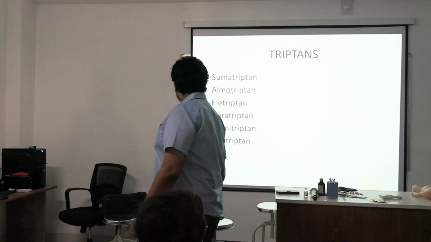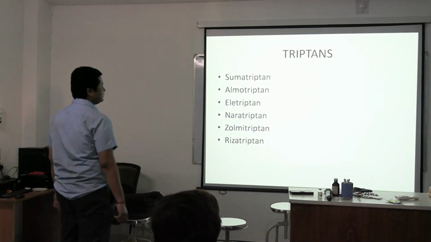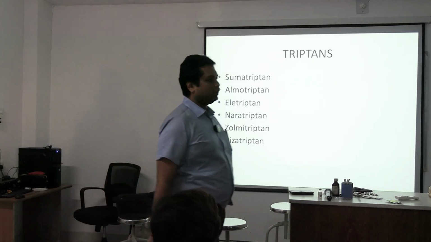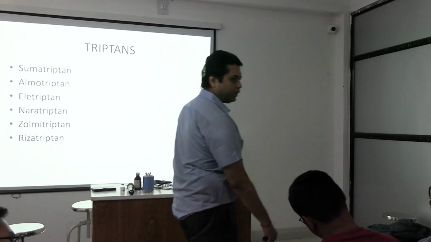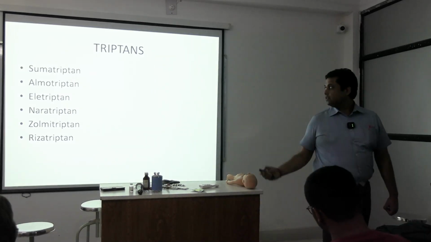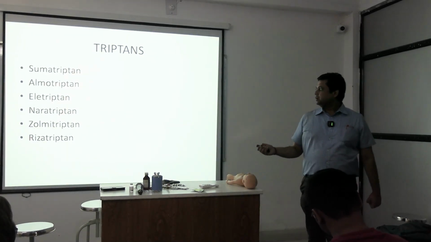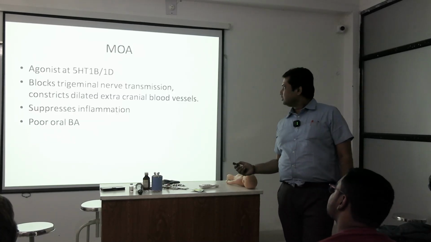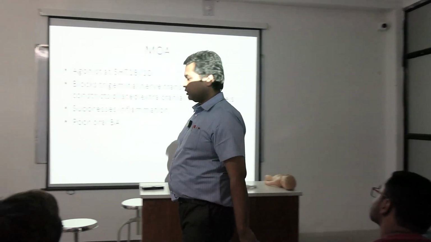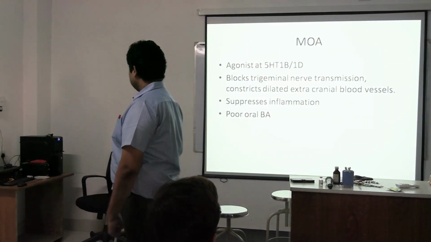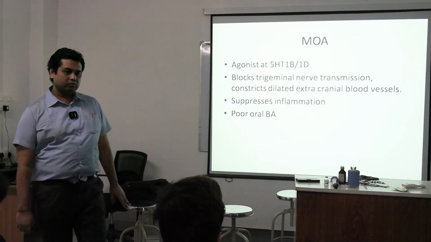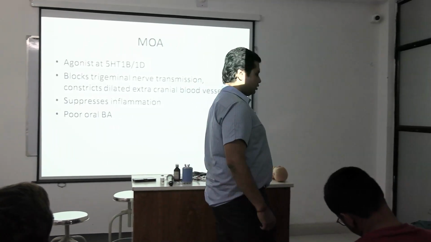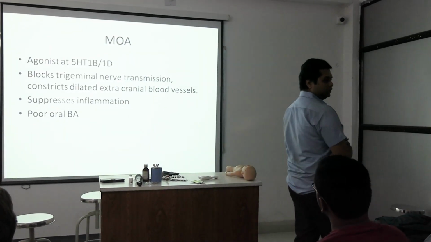Now we come to the Triptans. Sumatriptan is the most important drug widely used for termination of acute attack. Then there are Naratriptan, Zolmitriptan. Okay. So mechanism of action. These drugs are agonists at 5-HT1B, 1D. What are other 5-HT receptors?